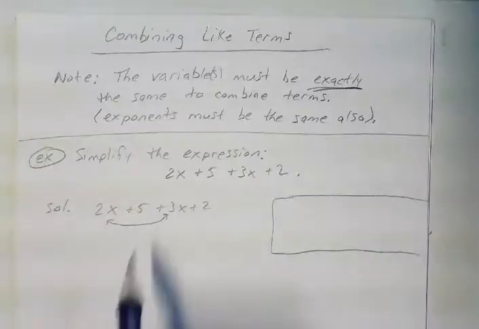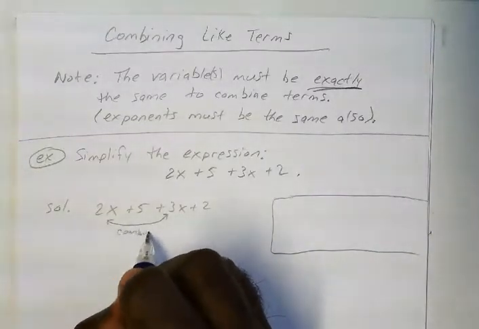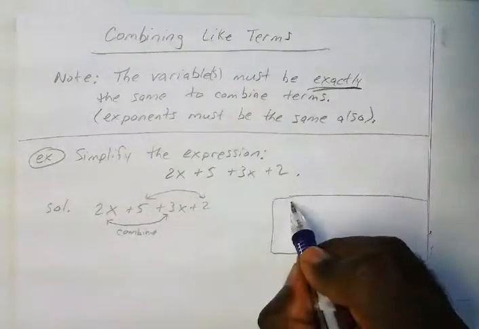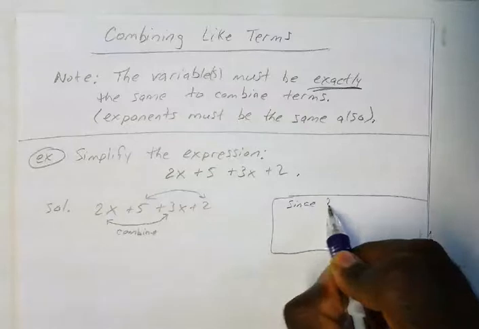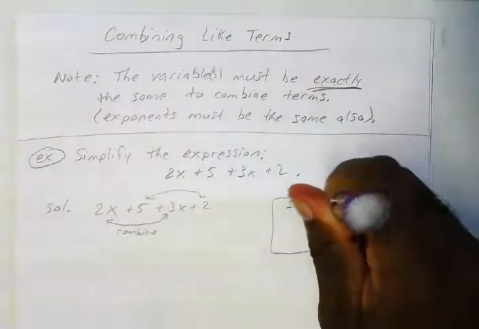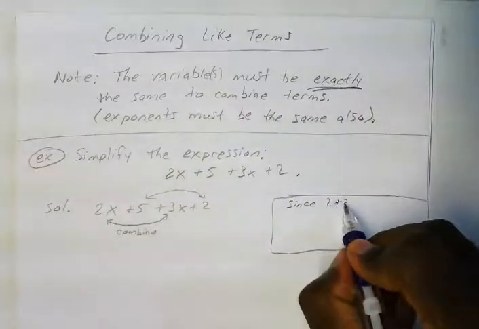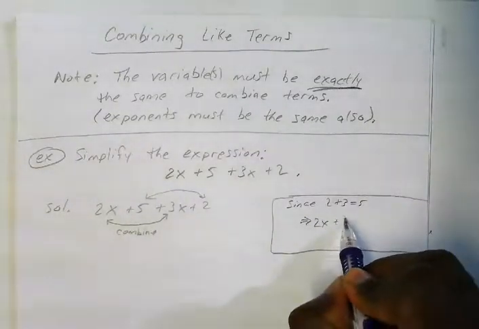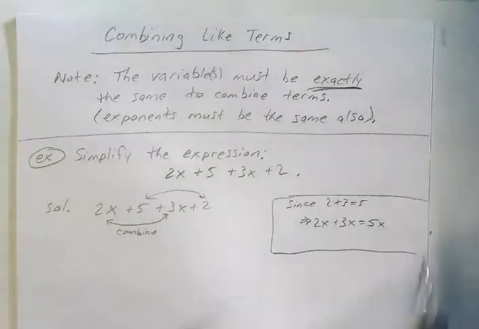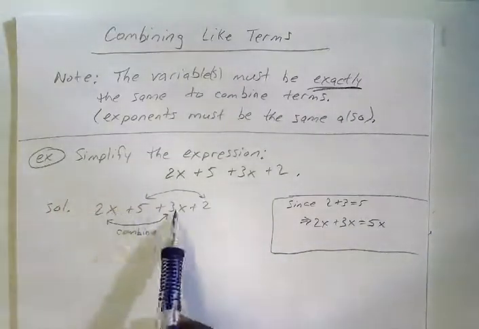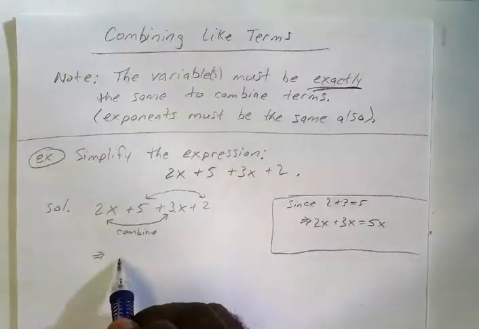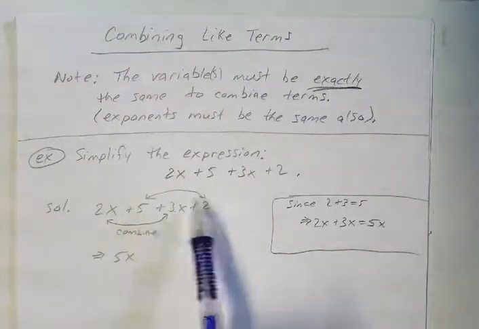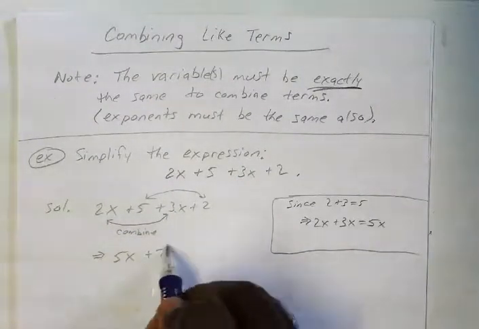Okay, so you have 2x and 3x. We can go ahead and combine those. And we can go ahead and combine 5 and 2. Now since 2 plus 3 equals 5, that means that 2x plus 3x is just 5x. So 2x plus 3x here will give us our 5x. And we combine our 5 and 2, that gives us our 7.